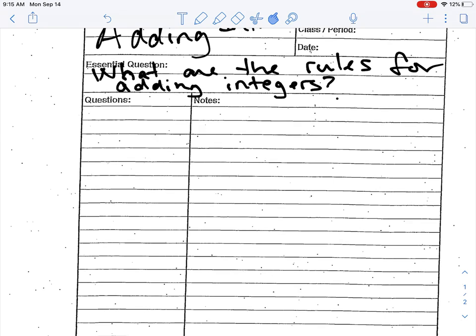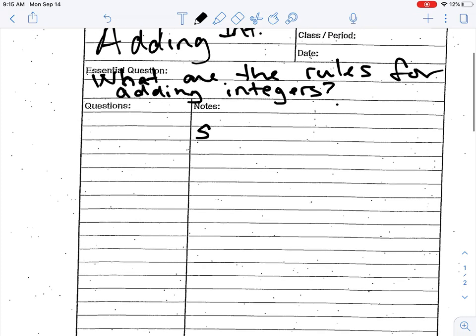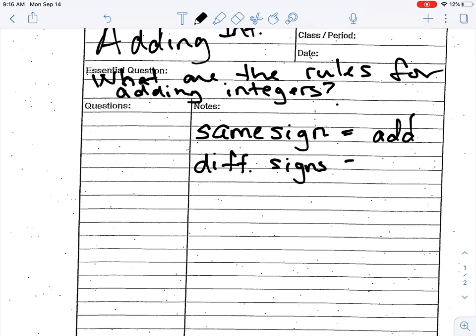So rule number 1, same sign, add. Rule number 2, different signs, subtract. And then remember, we did absolute value last week. Here comes the absolute value part that I said you needed to know for integers.